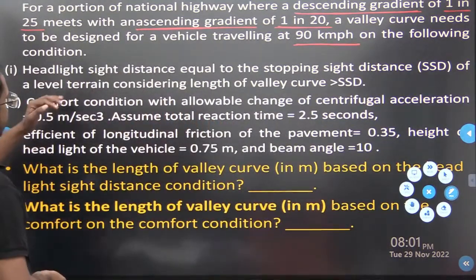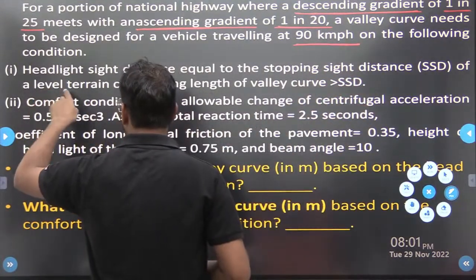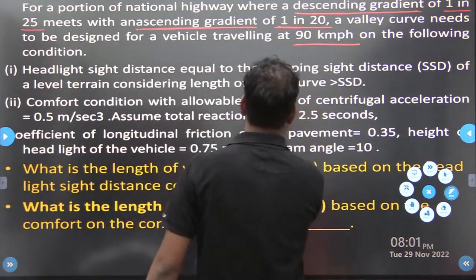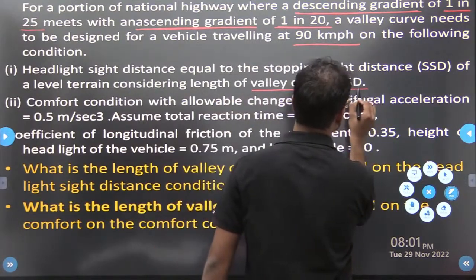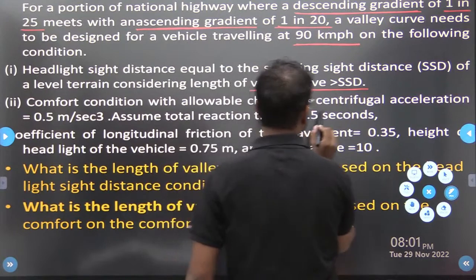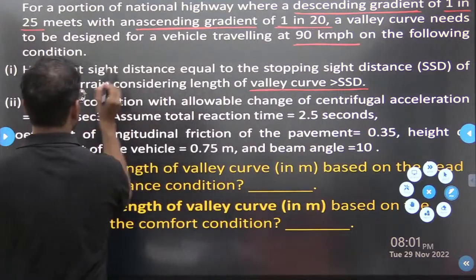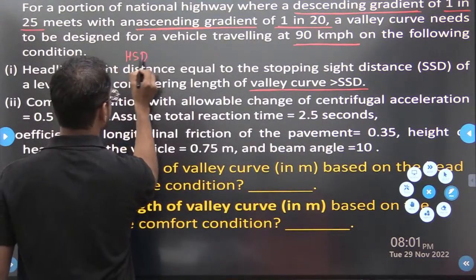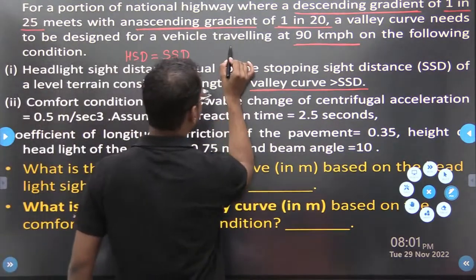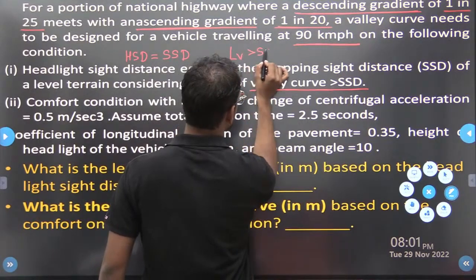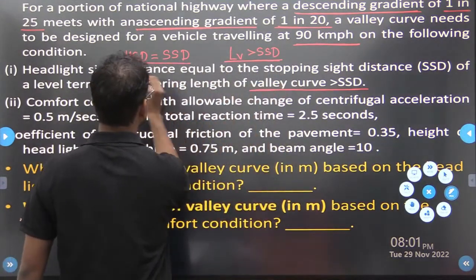Now see, headlight sight distance equal to stopping sight distance and a level terrain considered, length of valley curve is greater than sight distance. It is a very important information which is given. Length of valley curve is greater than sight distance. Headlight sight distance equal to, that means HSD is equal to SSD. We can consider HSD is equal to SSD, and length of valley curve is greater than sight distance. These two things are already given in the question. We can use this.